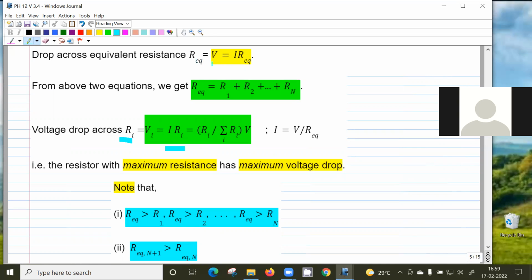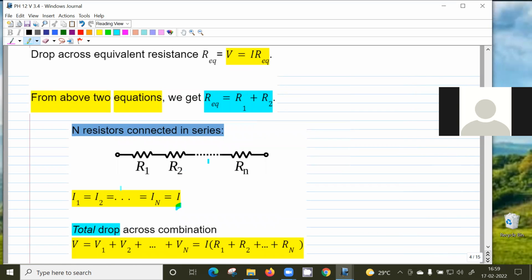And I is V divided by R equivalent, right? From here, V divided by R equivalent, which is the summation of all the resistances. So from this we can get the voltage across the resistance Ri, that's Vi. It's this individual resistance Ri divided by the total resistance, into the total voltage drop. V is the drop across the full combination, the drop from here to here.